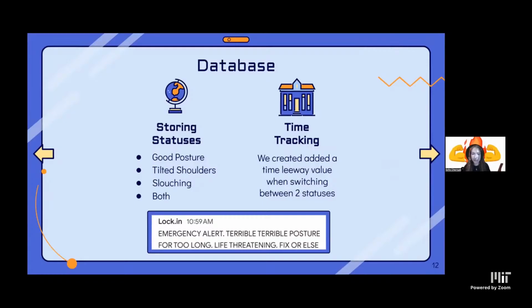So instead, we built a system so that when a posture status changes, like going from good to bad, we don't instantly notify the user. Instead, we set a timer, and if they are consistently in that position for 10 seconds, only then do we consider sending a message. We also have an ultimate warning message if there's bad posture for over 2 minutes, just to give that extra nudge.